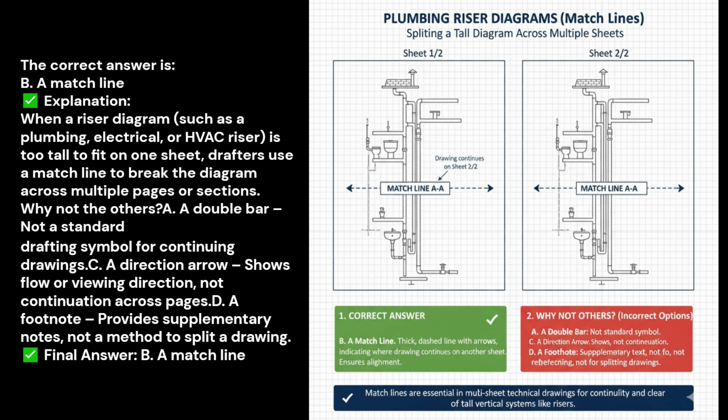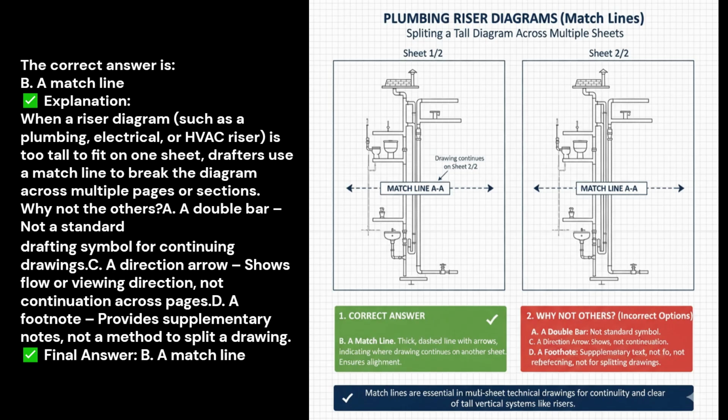Explanation. When a riser diagram, such as a plumbing, electrical, or HVAC riser, is too tall to fit on one sheet, drafters use a match line to break the diagram across multiple pages or sections. A match line is a dashed line, often labeled with identifiers like A, B or 1, 2, that indicates where the drawing continues on another sheet or section. It ensures that the upper and lower parts of the riser align correctly when referencing across sheets. Match lines are commonly used in vertical diagrams like risers, building sections, or long elevations. This maintains clarity and continuity in construction documentation.